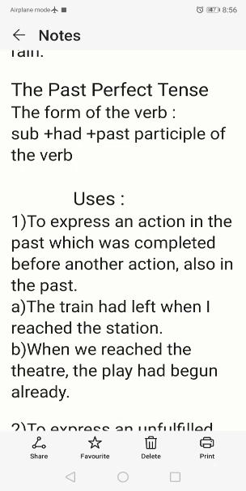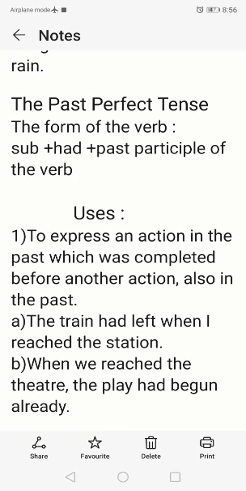To express an action in the past which was completed before another action, and that other action was also in the past. For example, the train had left when I reached the station. When we reached the theatre, the play had begun. So just observe, in both the sentences A and B, we have two actions.